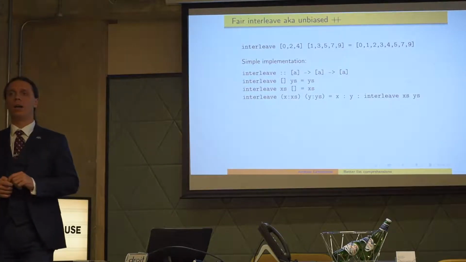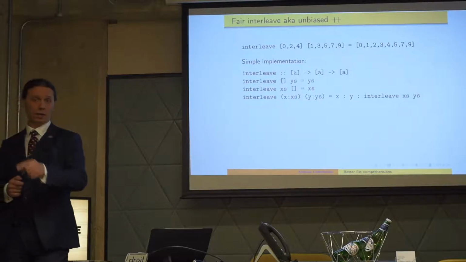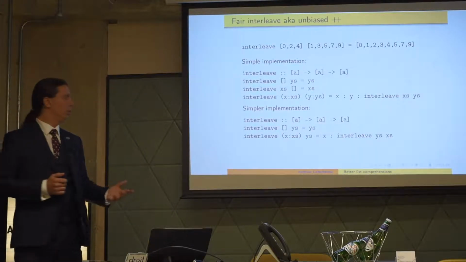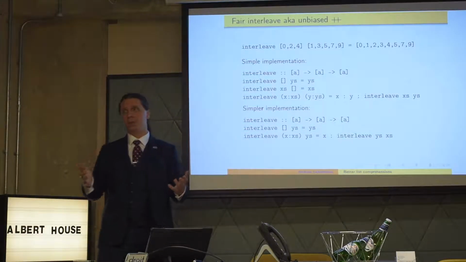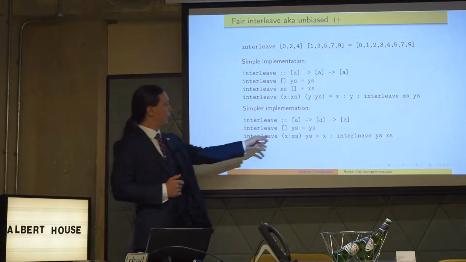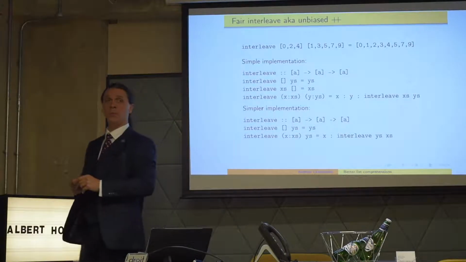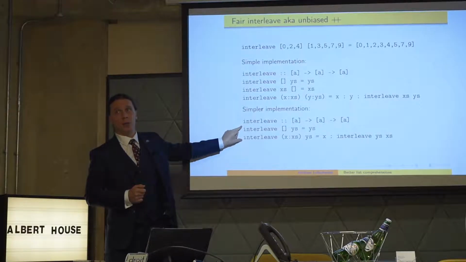Maybe you match on the first one only, and then you use interleave of y and x. Exactly. So the simpler implementation, which is shorter and better, is this one. We check the first argument. If it's empty, return the second one. If it's non-empty, then return its head and flip our arguments.